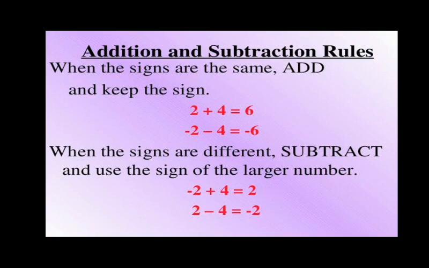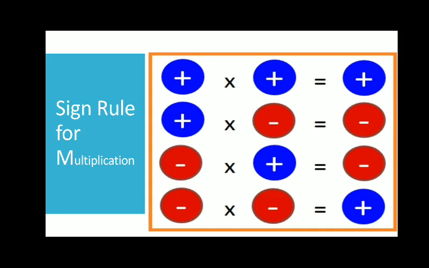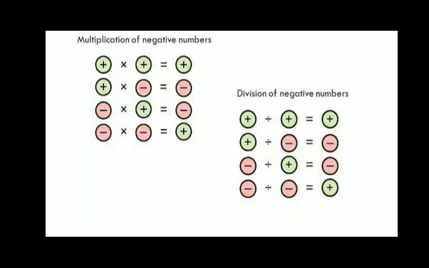Next we have sign rule for multiplication. Plus into plus equals plus, plus into minus equals minus, minus into plus equals minus, and minus into minus equals plus. And it is the same rule for division also.